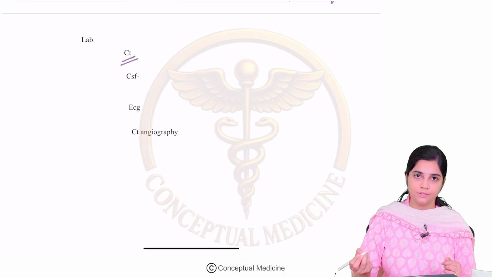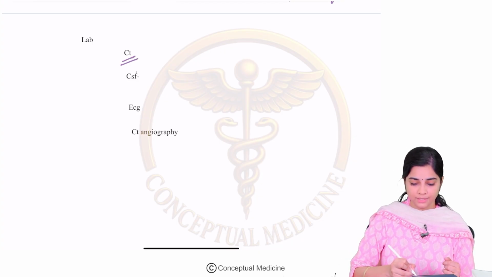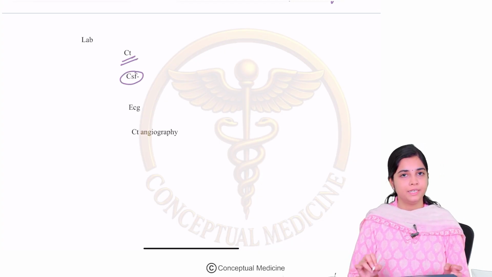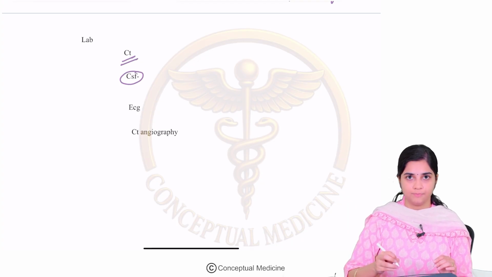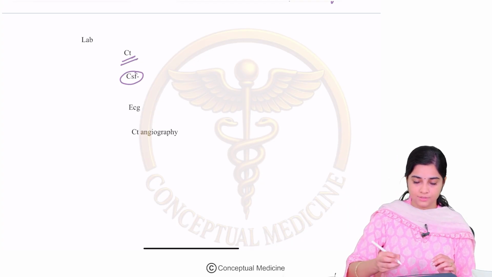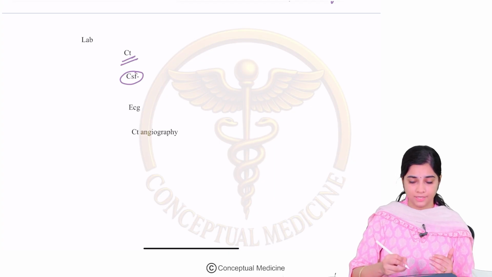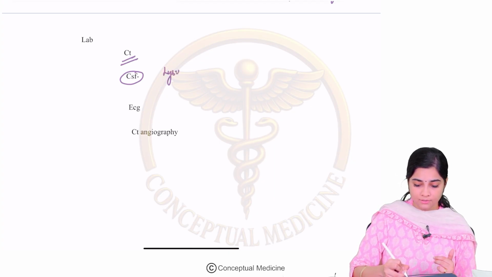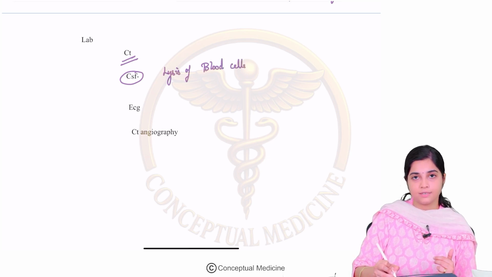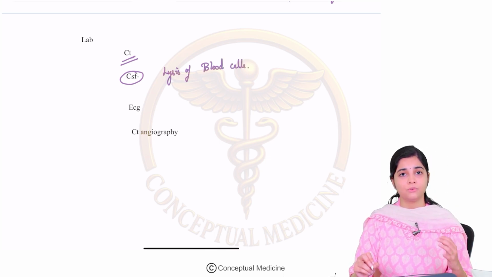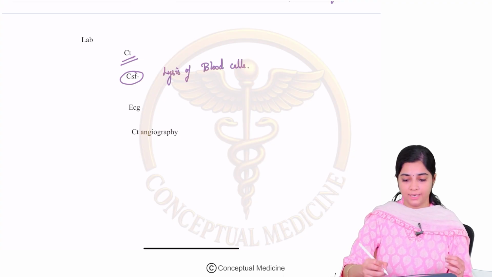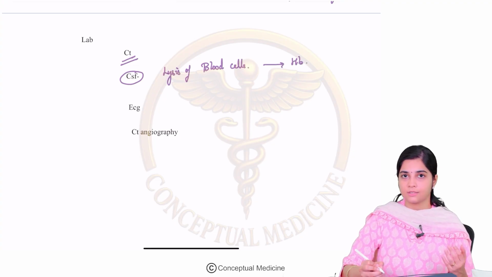On the CT brain you will find that there is a bleeding into it. Then what is the CSF finding that you can have in SAH? In your subarachnoid space you have CSF, right? There will be lysis of the blood cells. Whatever bleeding has happened, those blood cells can undergo lysis and there will be hemoglobin which is excluded out.